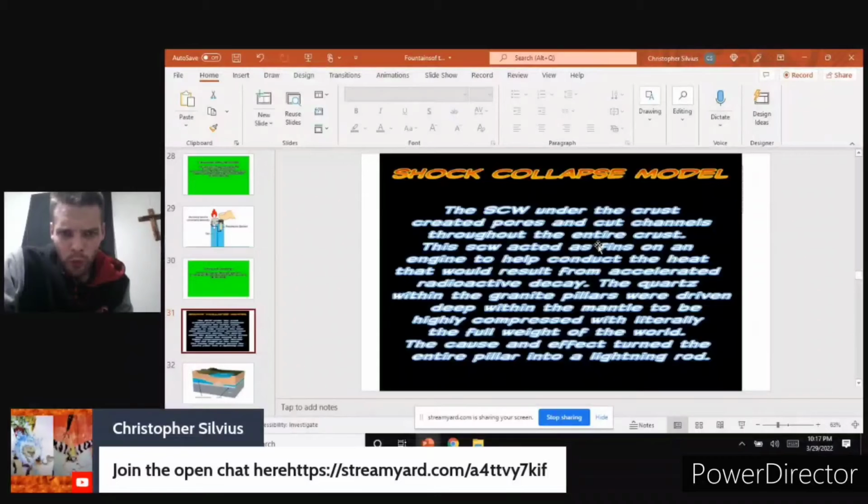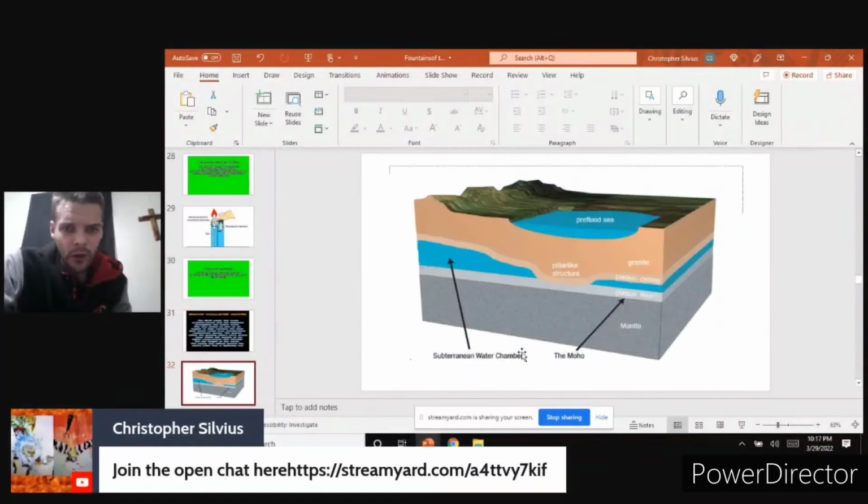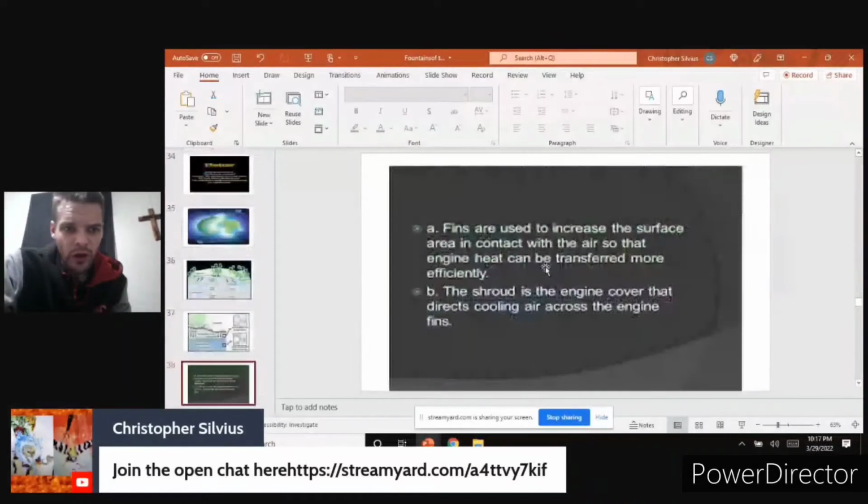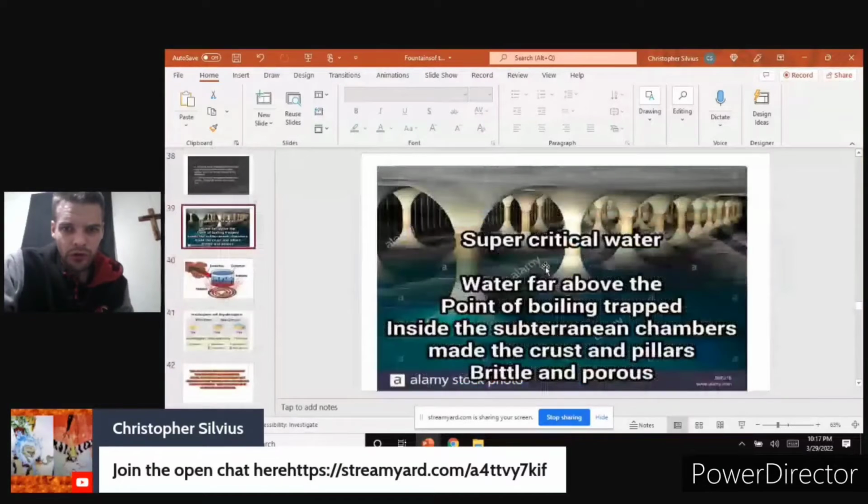So the quartz within the granite pillars was driven deep within the mantle to be highly compressed with literally the full weight of the world, and the cause and effect turned the entire pillars into lightning rods. So again, you have the earth connected to the mantle, these pillar structures connected in many thousands of locations, and they're all basically being turned into giant lightning rods, which will surge huge voltages of electricity up through the crust of the Earth.